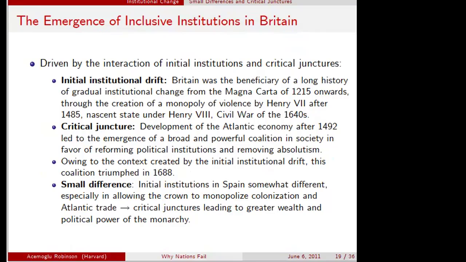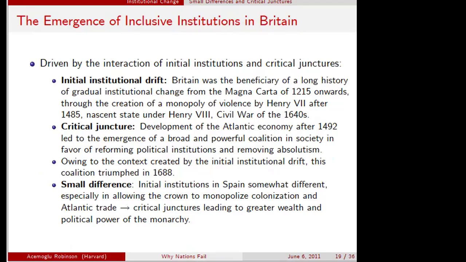So let's talk about the emergence of inclusive institutions in Britain: why Britain and not somewhere else in the world? In this slide, you will see the author tries to explain why the Industrial Revolution happened in Britain specifically, and not somewhere in France or Spain or China, which was technologically more advanced than Europe for much of history. So, not in the Ottoman Empire and not in Mughal India.